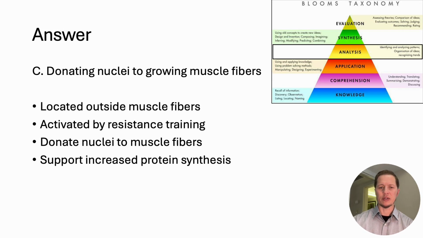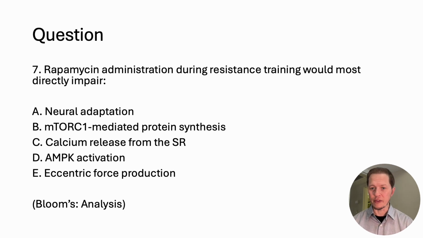So this is an interesting one that we don't really cover too much in lecture. As muscle fibers grow, they require additional myonuclei. So satellite cells provide those nuclei, which supports the muscle's ability to continually sustain higher rates of protein synthesis during hypertrophy and therefore grow. So there is a role for satellite cells, and that is one of them.